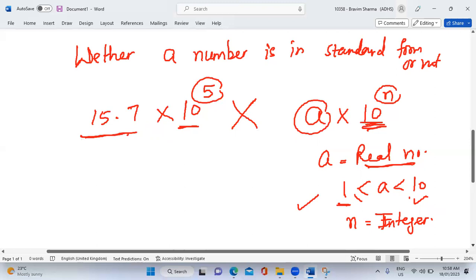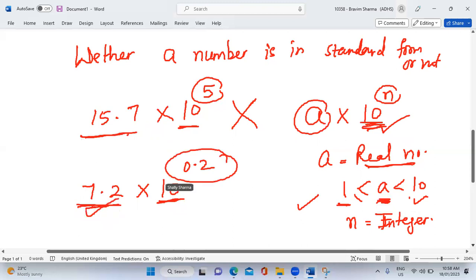Okay. Next question. 7.2 times 10 to the power 0.2. So here the base 10 is correct. a is 7.2, which is less than 10 and greater than 1. Yes. Is a decimal power allowed? No, because n is an integer. So this is not a correct standard form.